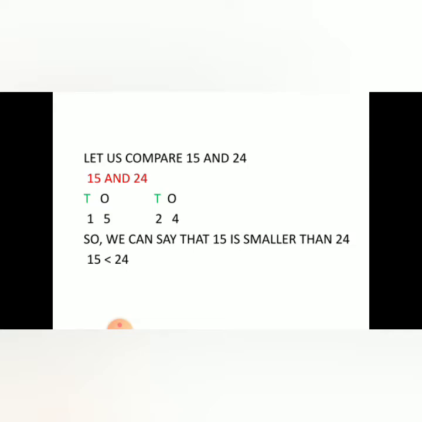Let us compare 15 and 24. 15 and 24 are two-digit numbers. If you see at the 15, 1 stands at the tens place value, and if you look at the 24, 2 stands at the tens place value. So we can say that 15 is smaller than 24 because 1 is smaller than 2.